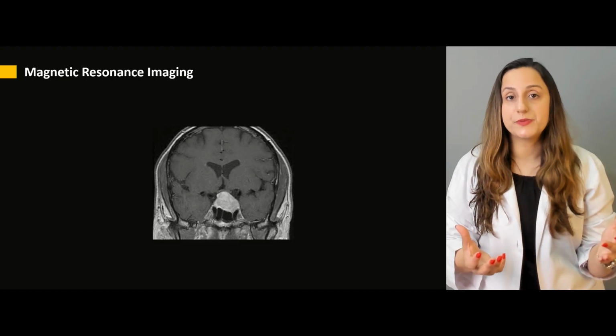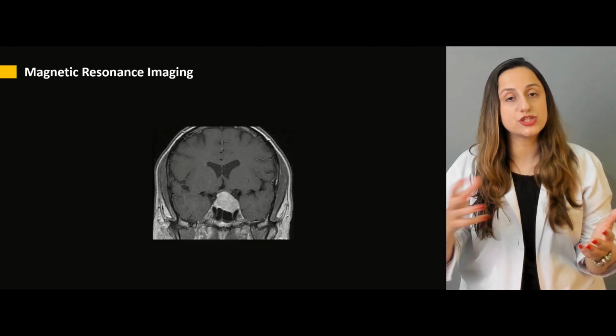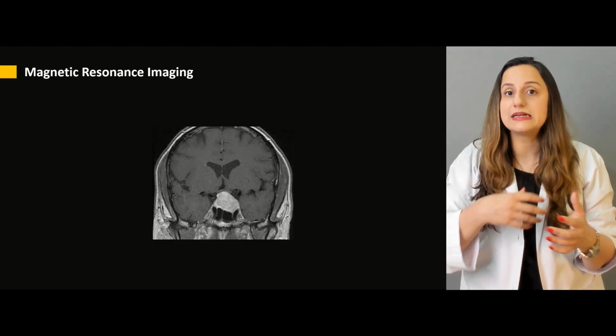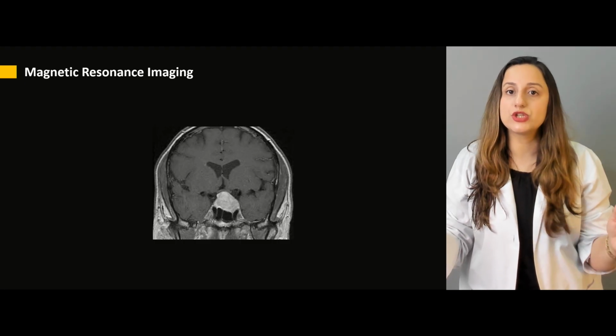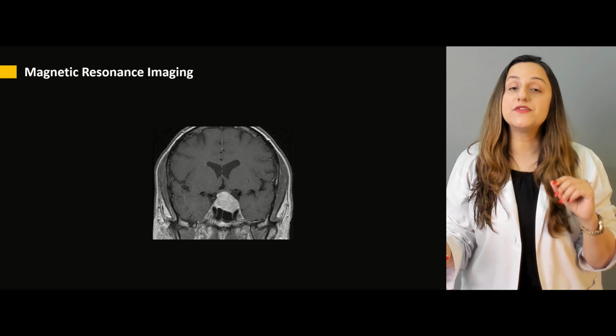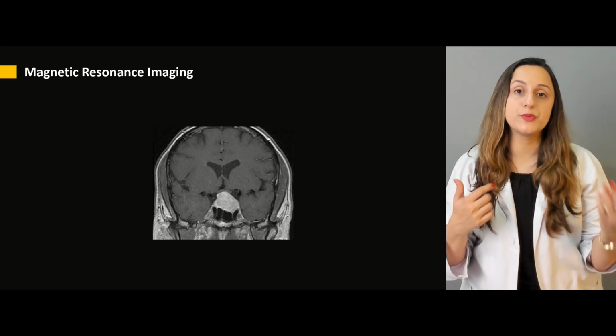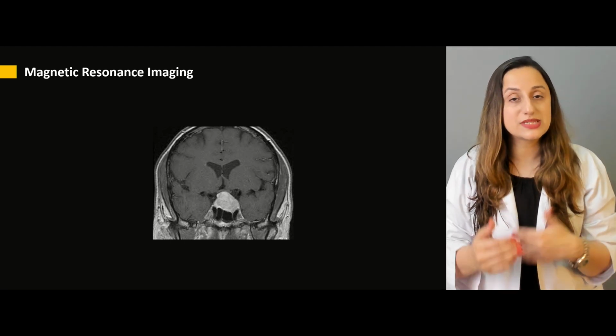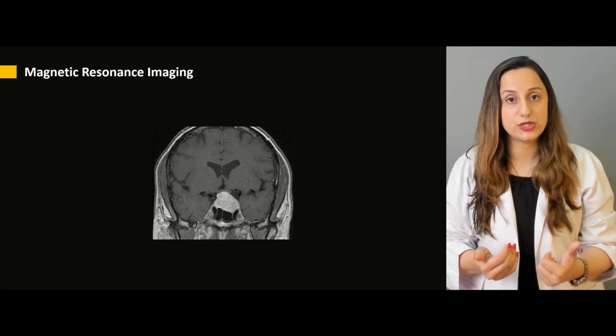The mass is going to be present on the opposite side of the deviation. For instance, if it's a right deviation, the mass is going to be present on the left side. And if it's a left deviation, the mass is going to be present on the right side. So it's basically a vice versa situation.